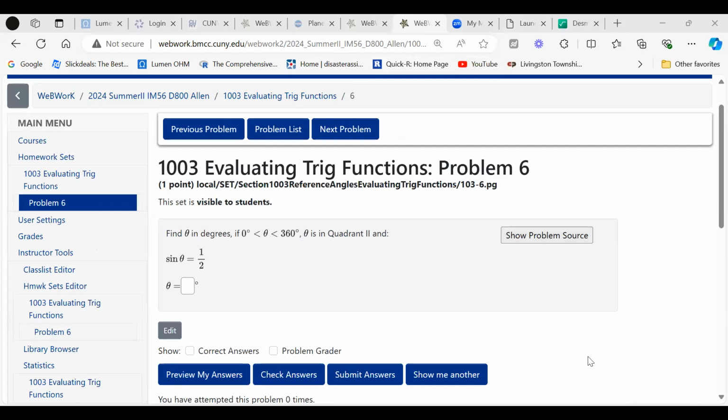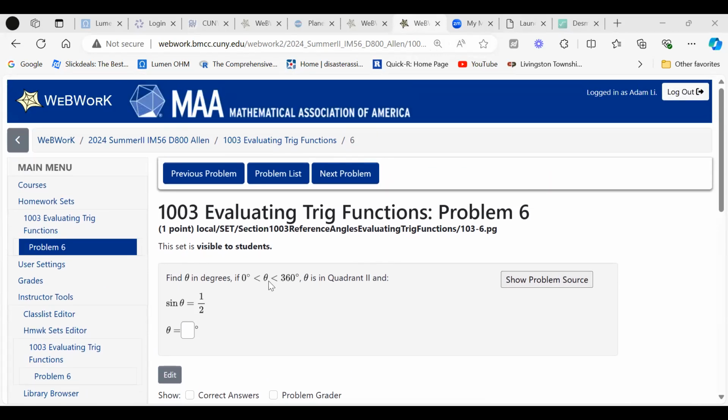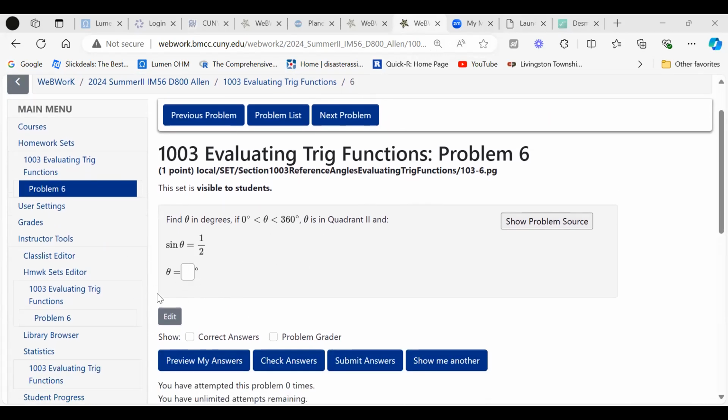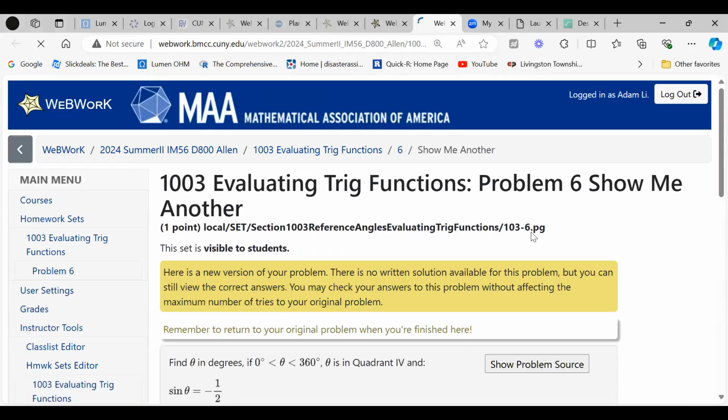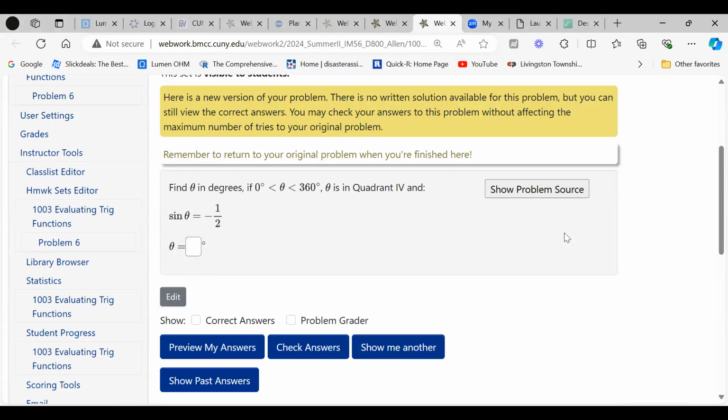We have theta from 0 to 360 degrees, and theta is in quadrant number 2. Sin theta equals a half. We want to find out what angle theta is. Let's try this one. Okay, this is in quadrant 4. I'm going to work out one of these questions, and I'll show you another in a second.